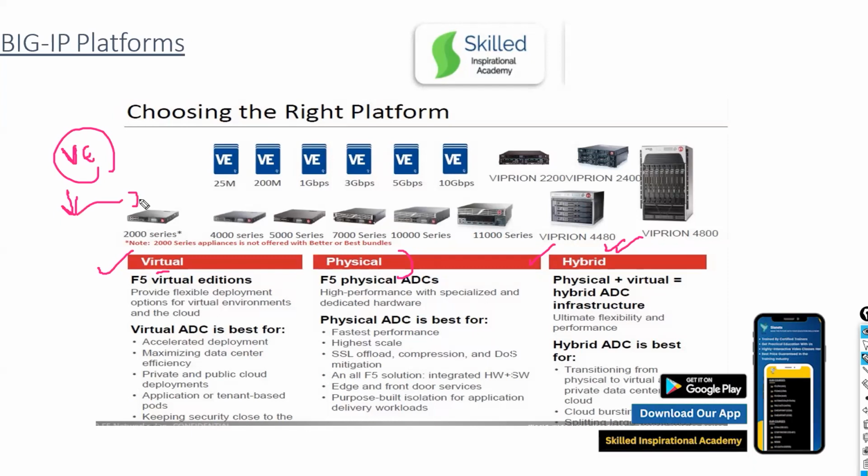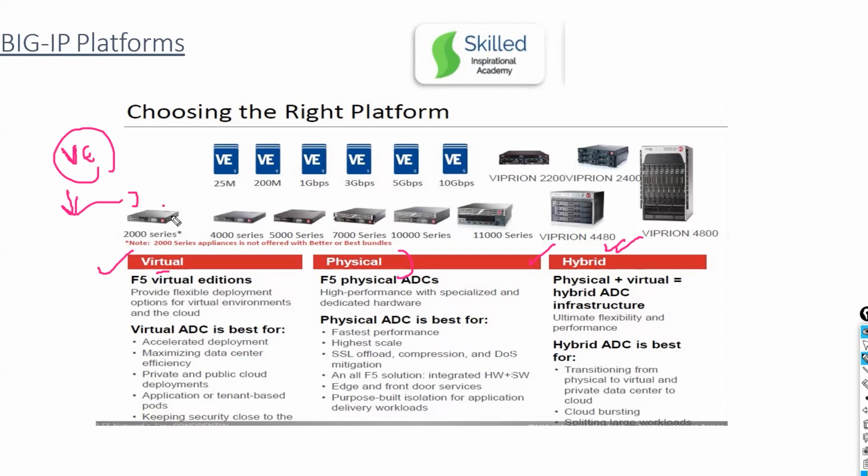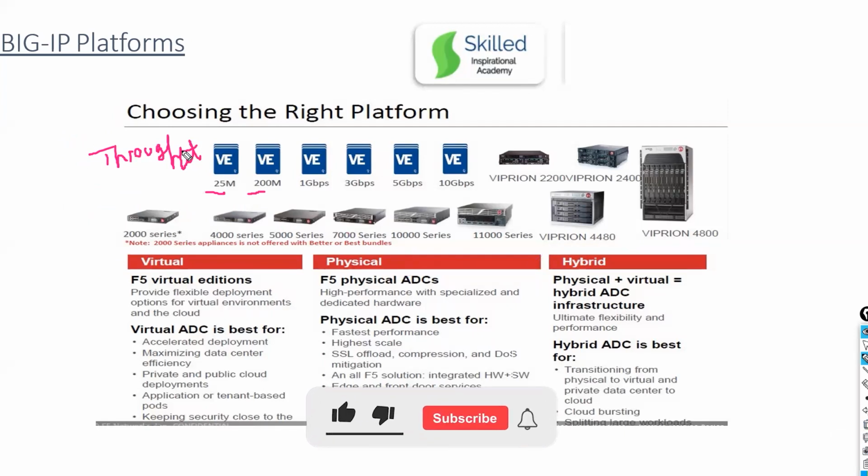Physical means hardware box. I need a dedicated hardware box. So these are all hardware boxes, the 2000, 4000 series. These are your virtual appliances. What does this mean? 25 Mbps, 200. These are your throughput. So this question you will ask: what is the throughput needed for your application to be deployed? So this is your F5 deployment.